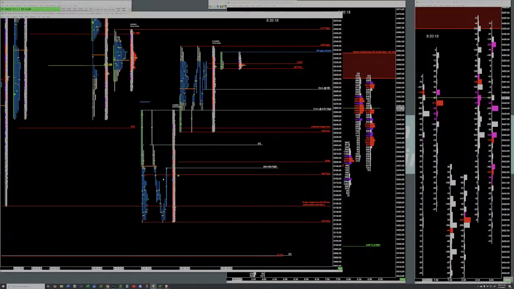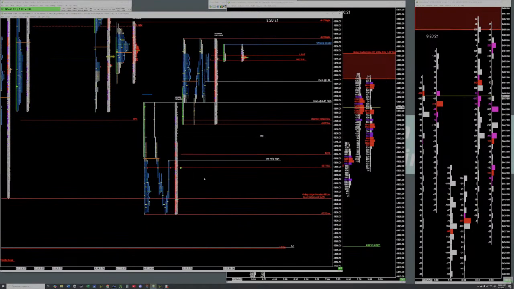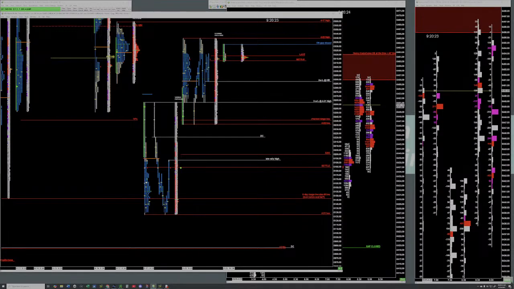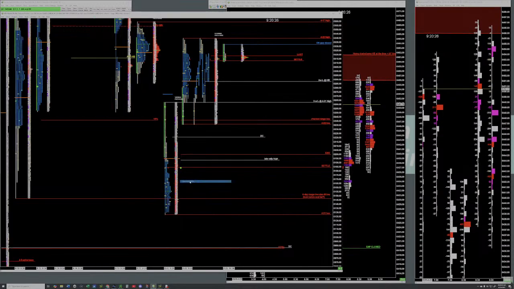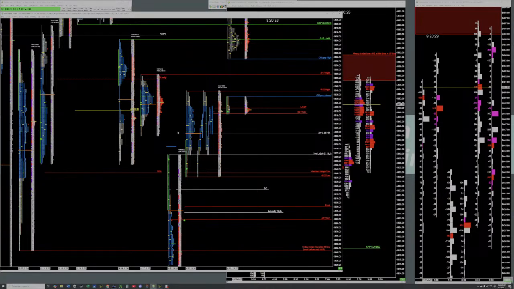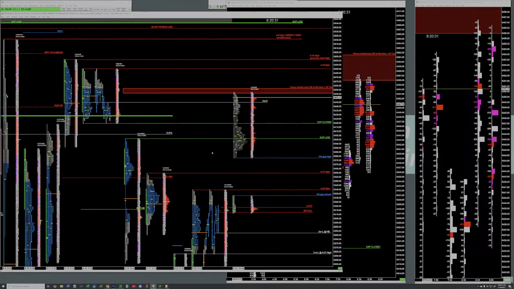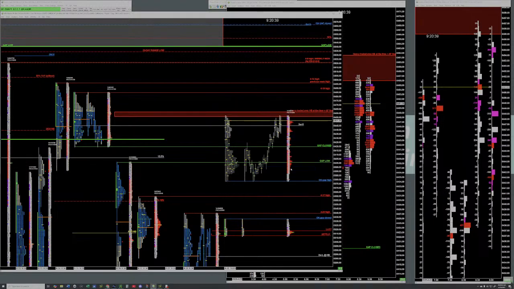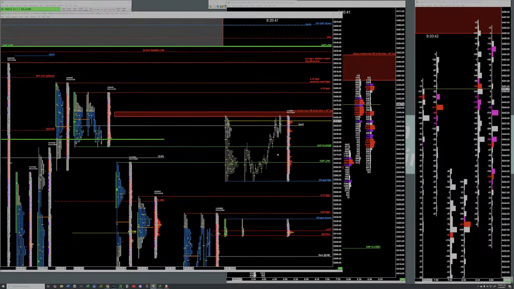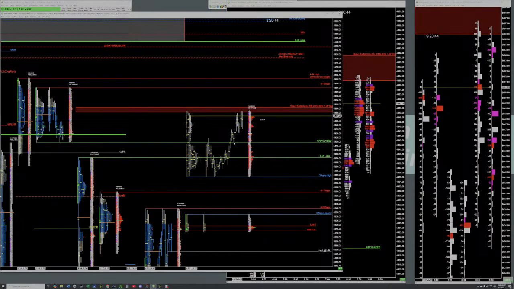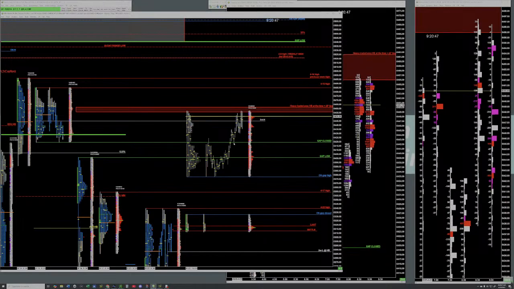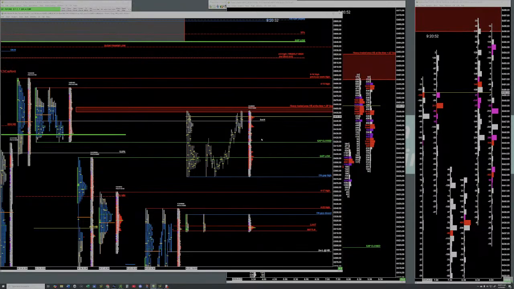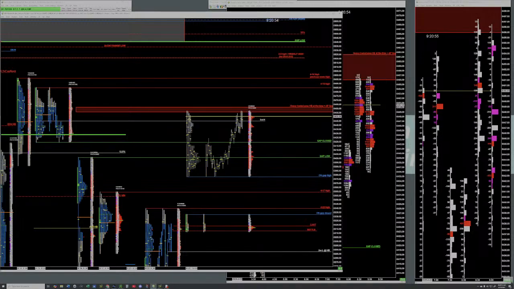I'm keeping this one open. Never mind, I don't need this. I opened this just to show it, but I'm going to keep this one open, and I'm going to keep this one open as well. Now, look at where this low is. Pretty much from this low, inventory is 100% long.